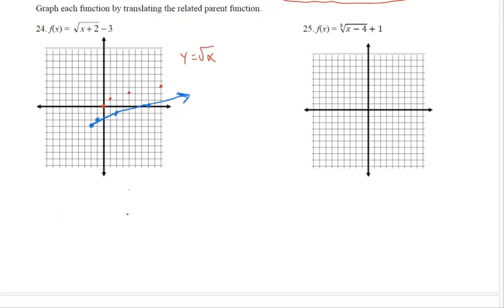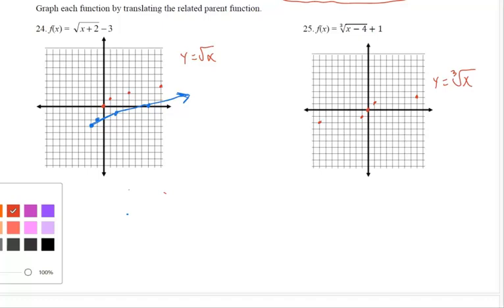Okay, this is the cube root parent. So remember how we get that. Still goes through the origin. Input 1, output 1. Input 8, output 2. The cube root of 8 is 2. Input -1, output -1. Input -8, output -2. So this represents the parent, cube root of x. So what we're asked to do is translate the parent 4 to the right. So every one of these red dots is going 4 right and 1 up.